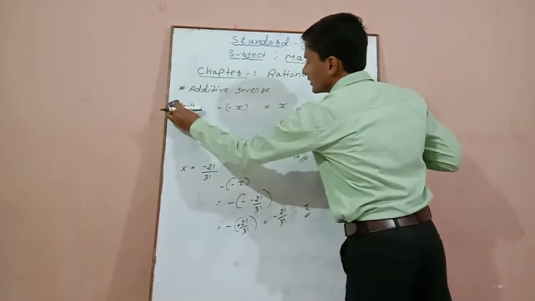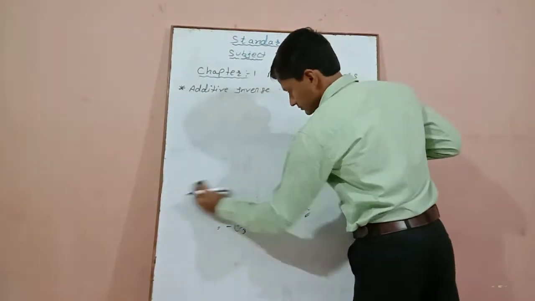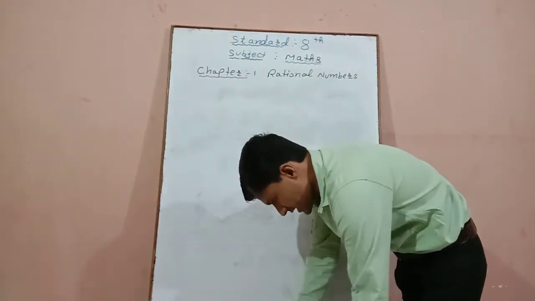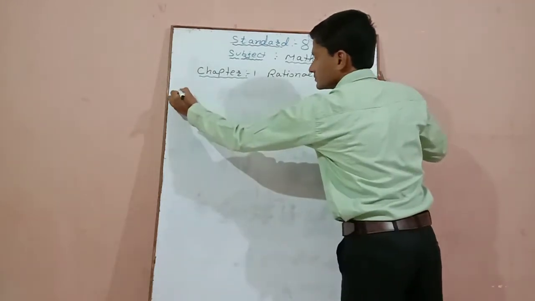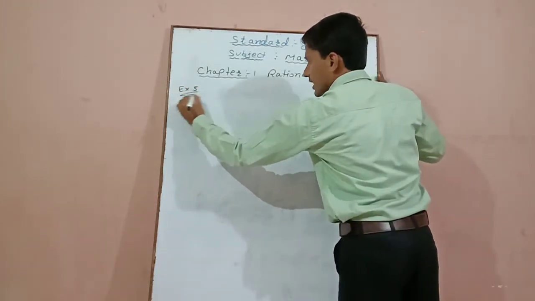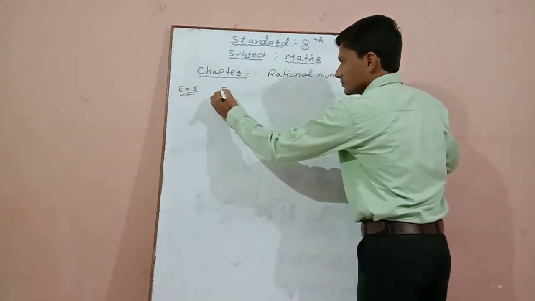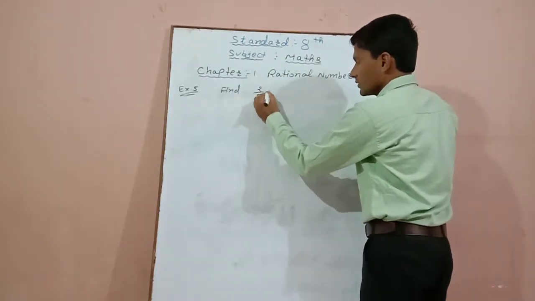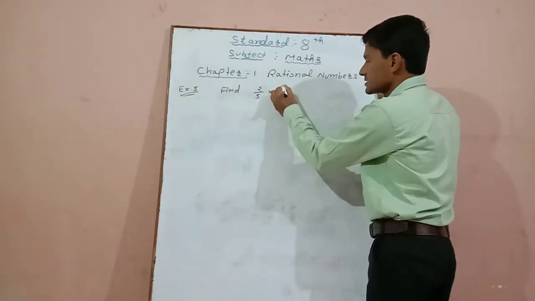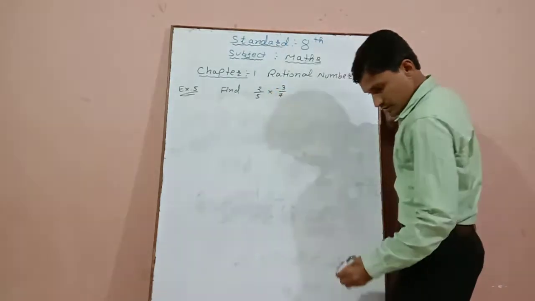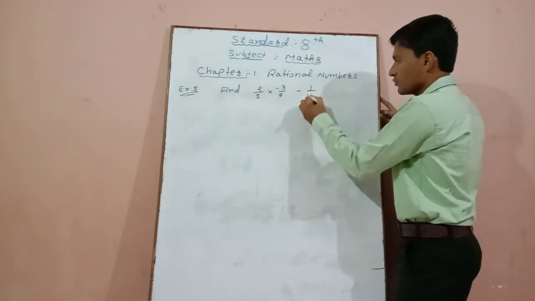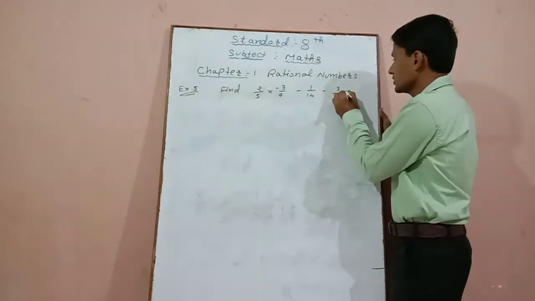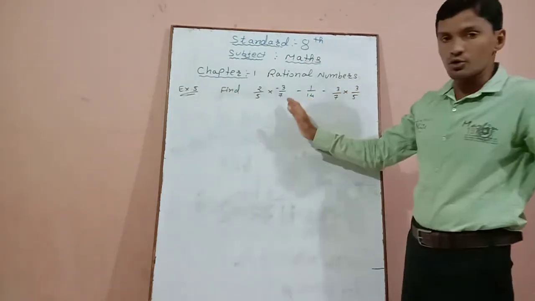Now example number 5. Example 5 is: find 2 divided by 5 into minus 3 divided by 7 minus 1 divided by 14 minus 3 divided by 7 into 3 divided by 5. This is the question we have to solve.